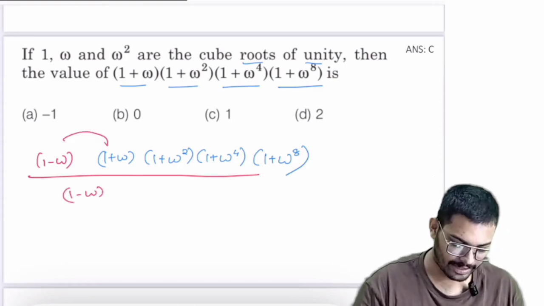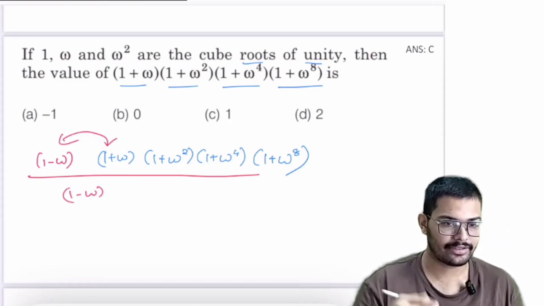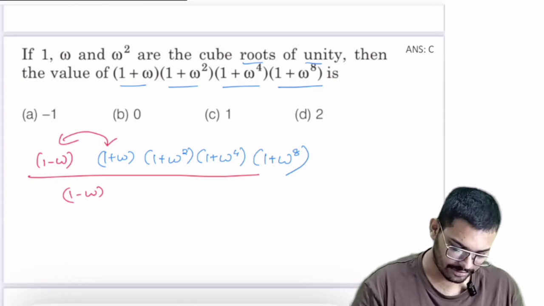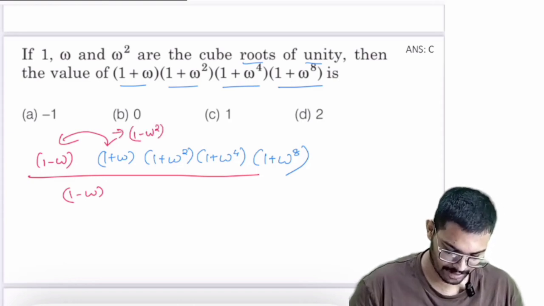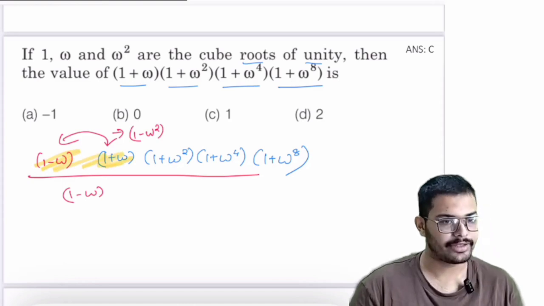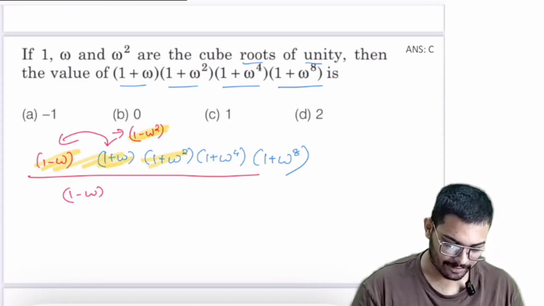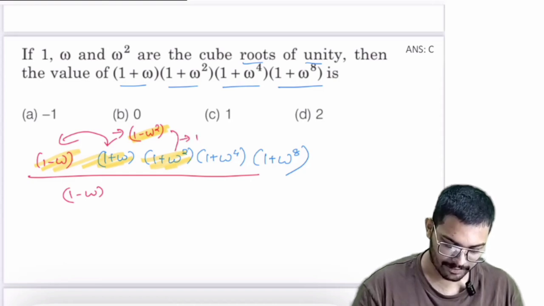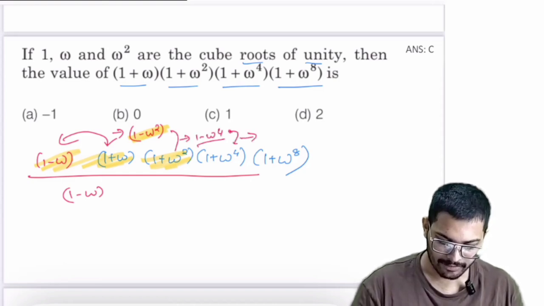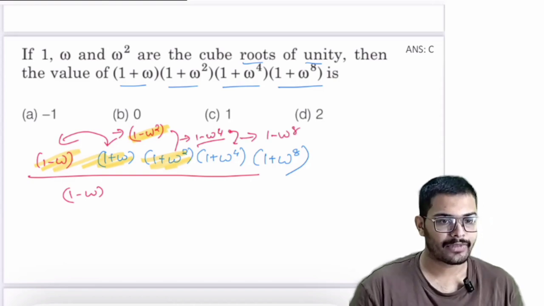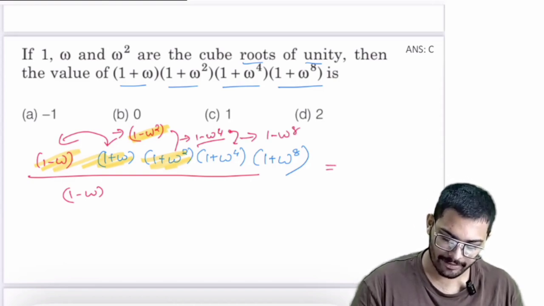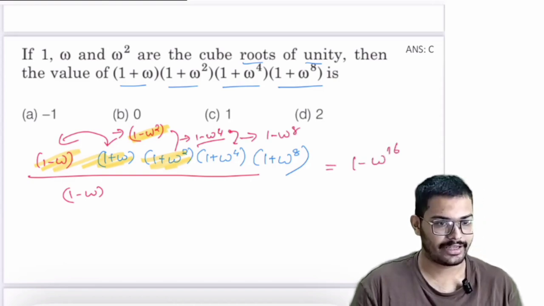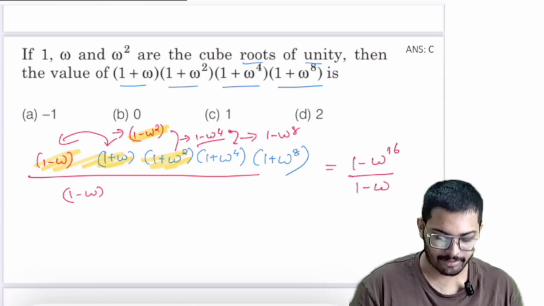So it is of the form a minus b into a plus b, so it is a square minus b square. These two terms combine to form 1 minus omega square. Again, a plus b into a minus b will be a square minus b square, so this will combine to form 1 minus omega raised to 4. Again these two combine to form 1 minus omega raised to 8, and finally our numerator will become 1 minus omega raised to 16, the whole divided by 1 minus omega.